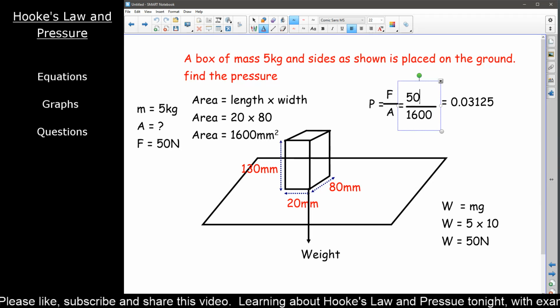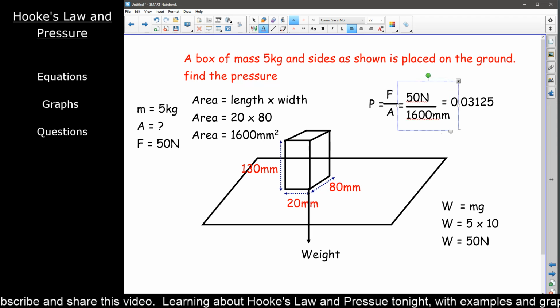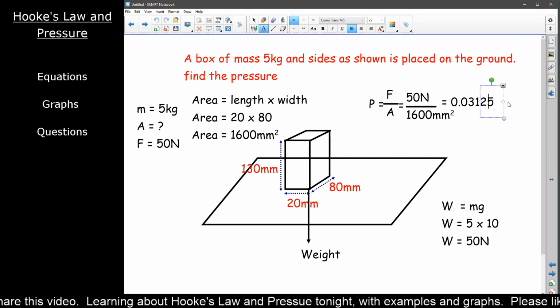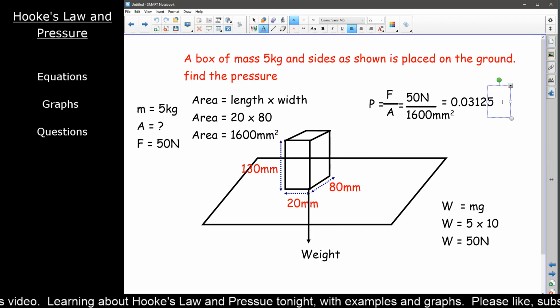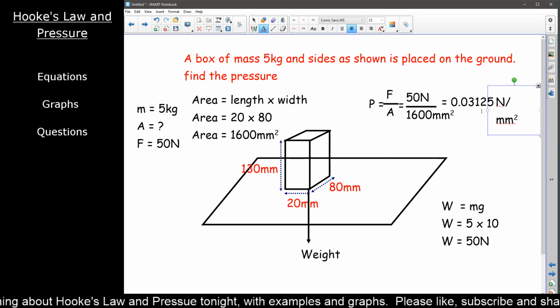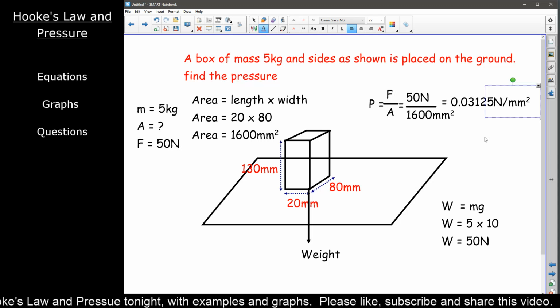Right, so the unit comes from the numbers you put in. That was 50 newtons divided by millimeters squared. We didn't intend to change it, because we're going to leave it as newtons per millimeter squared. Okay, nothing to it at all. Pressure. What pressure?